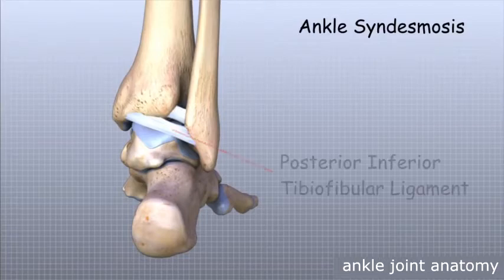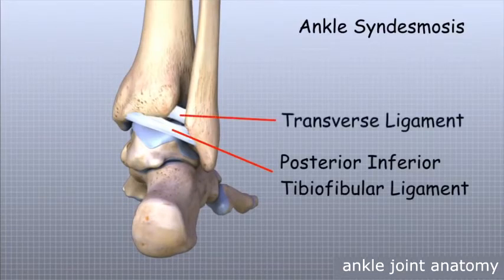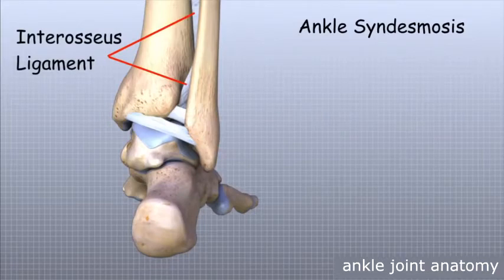These ligaments include the posterior inferior tibiofibular ligament and the transverse ligament. The interosseous ligament is in between the tibia and fibula. Interosseous means between bones. This interosseous ligament is a sheath of ligament which connects the tibia and fibula right from the knee to the ankle joint.